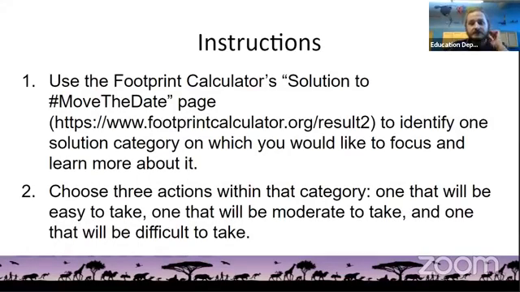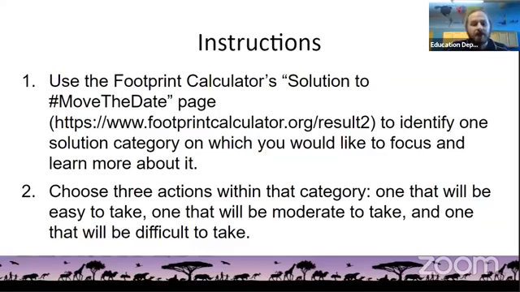And the instructions are to visit the footprint calculator's solution page, to identify one solution category on which you'd like to focus and learn more about it. So for example, maybe you want to focus on the category of food, or maybe you want to focus on the category of energy. And then you're going to learn more about that topic and identify three concrete actions that you can take to start reducing your ecological footprint within that category. And one of those actions should be easy, or even really easy, something that you can do right away to start on a good foot, so to speak.